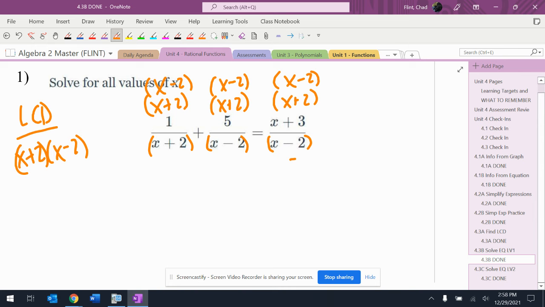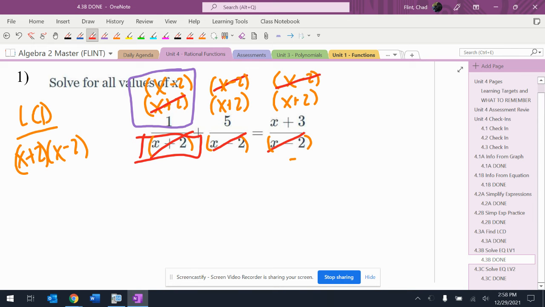Now, reduce the fraction. So what's going on here is in each fraction, this is the top and this is the bottom. So we reduced fractions in all of the last section, all three parts. So I have an x plus 2 and an x plus 2. I have an x minus 2 and an x minus 2. I have an x minus 2 and an x minus 2. And what you should notice is that all the denominators are gone. That's what you wanted to happen.